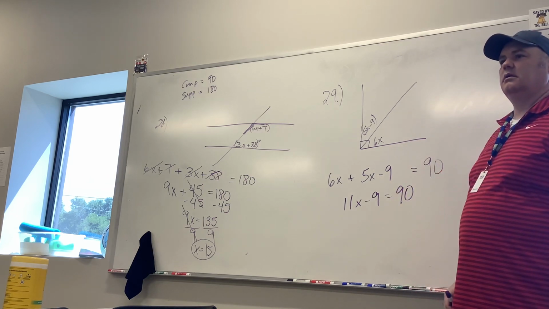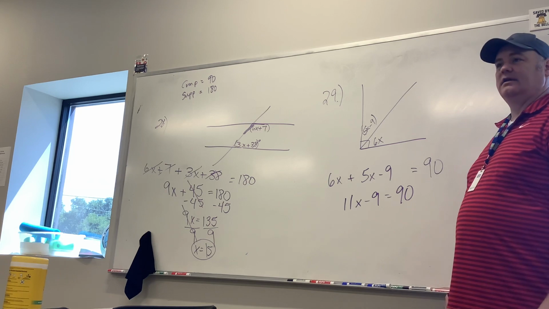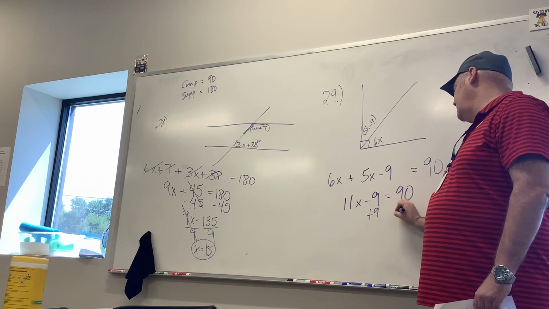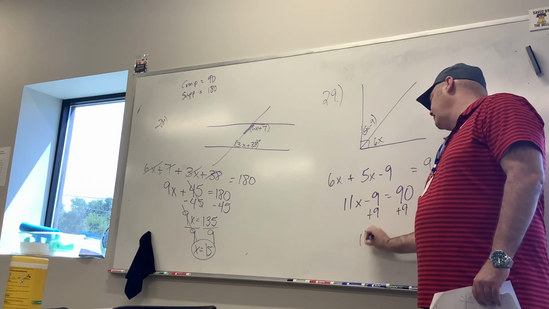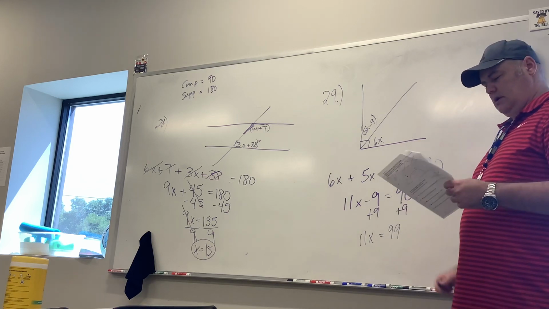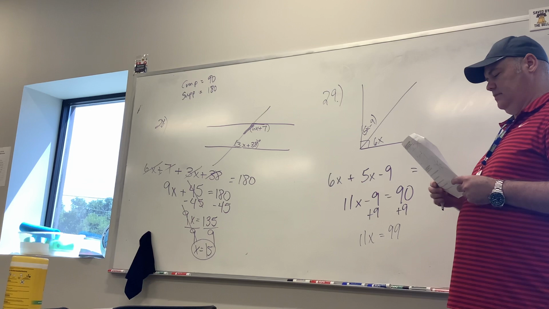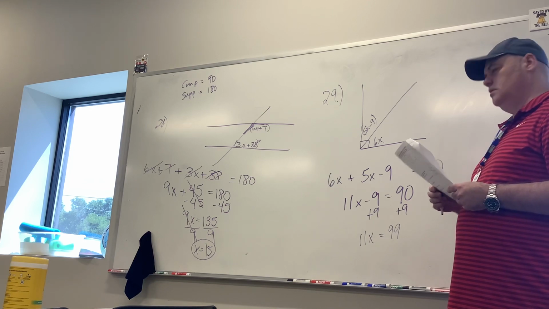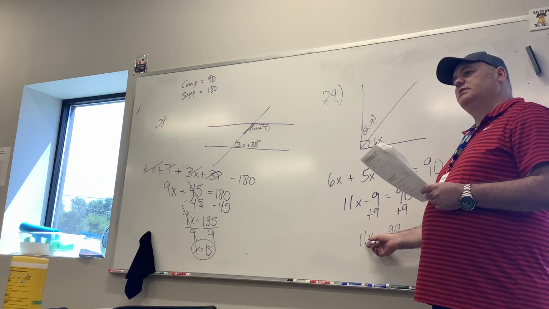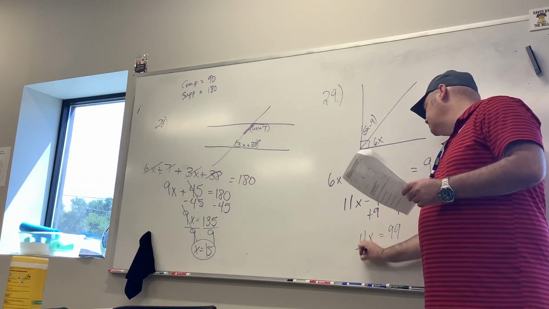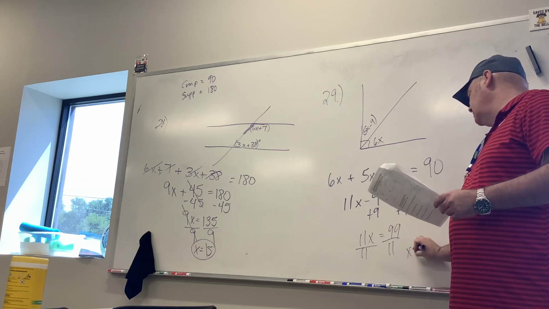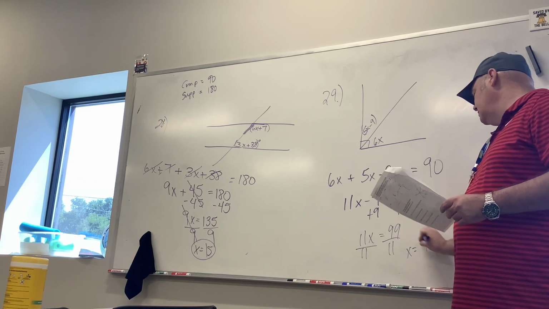Now how do we move the 9? Add the 9. There's a difference there. We're going to add the 9 this time. And then how do we get rid of that 11? It's not being added, it's not being subtracted. It's being multiplied, so we're going to divide it. And that's going to give me x is 99 divided by 11 is 9.